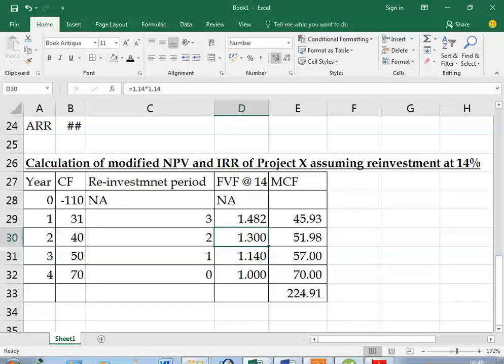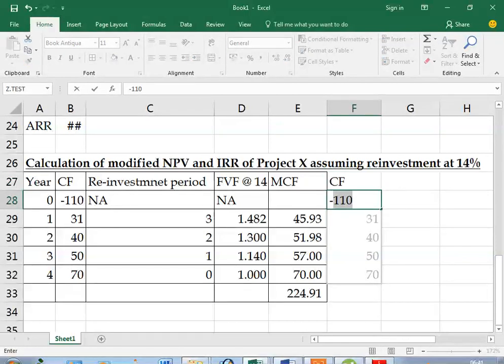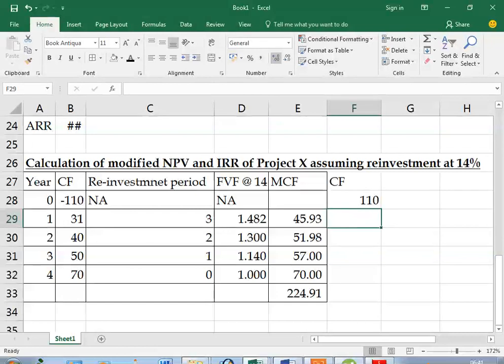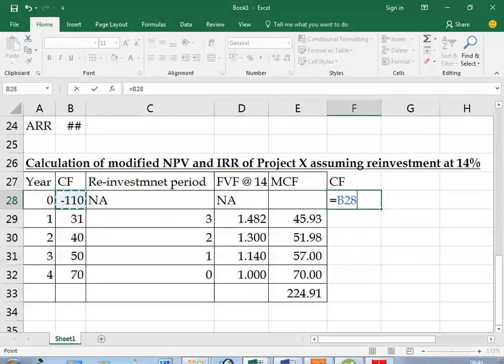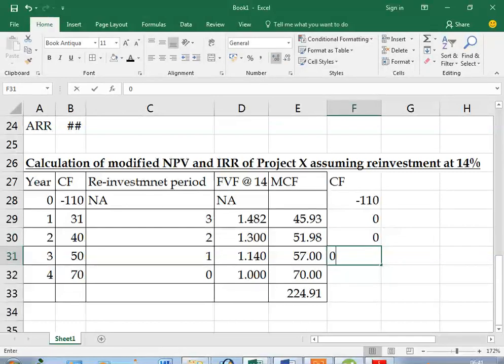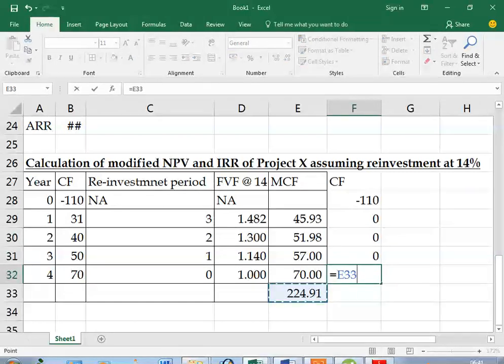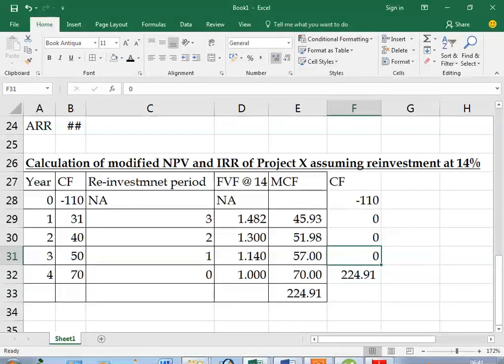The cash flows of the project are not 31, 40, 50 and 70. The cash flows of the project are year 0, 110 investment, year 4, 224 maturity. Nothing else is there in the question. Now this is calculated. Now please listen. Cash flows, again I am writing. Year 0 is 110. You don't receive anything, you don't receive anything, you don't receive anything, and you receive 224.91. This is the cash flow. The original cash flow which has been given in the question is altered like this.